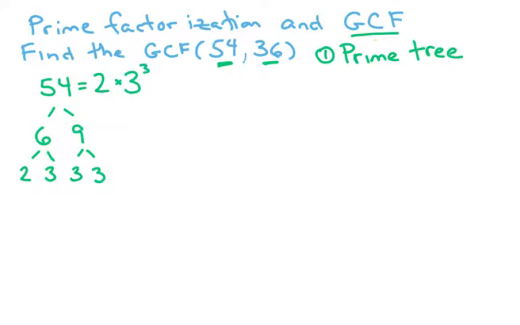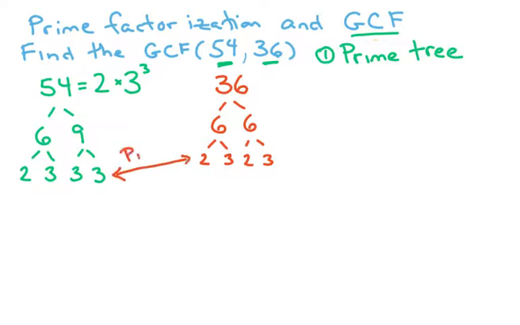Now let's do 36. When I think of 36, I think of 6 times 6. That's not prime, so I keep going. 2 and 3, 2 and 3. And it doesn't matter where you start. You might have started with 3 times 12, but you get down to everything being prime. So this equals 2 squared times 3 squared.